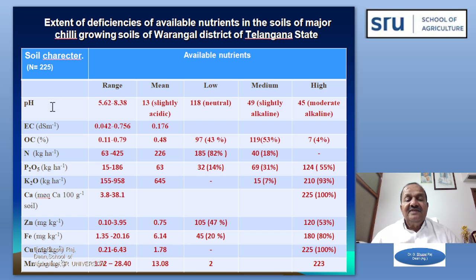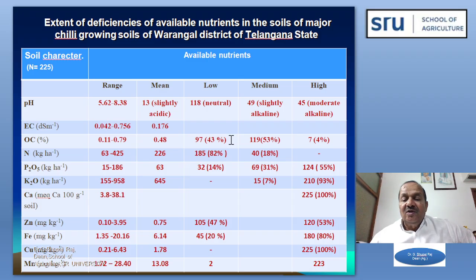Generally the pH values of the soils range from 5.6 to 8.38. Mainly, 13 samples were slightly acidic, and 118 samples were neutral. 49 samples were slightly alkaline, and 45 were moderately alkaline. We have divided them depending upon the status of the pH. Electrical conductivity had a mean value of 0.176, which was almost normal, and organic carbon was very low in the soils.